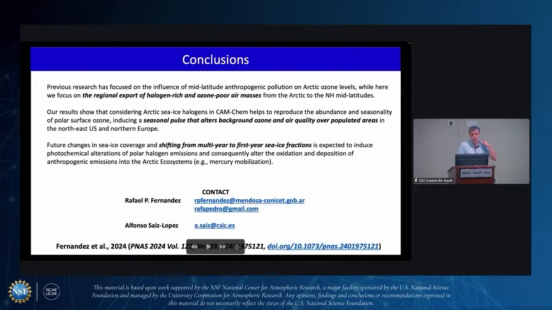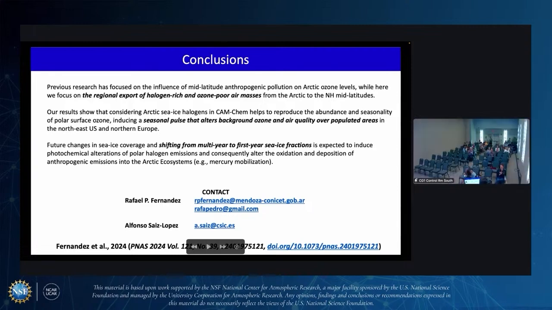The main conclusions are that the regional export of these halogen-rich and ozone-poor air masses affects the northern mid-latitudes, and that these seasonal behaviors are only captured when we include these halogen emissions in the model. So thank you very much, and I'm happy to take some questions.